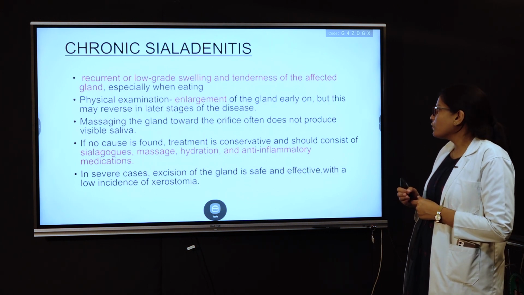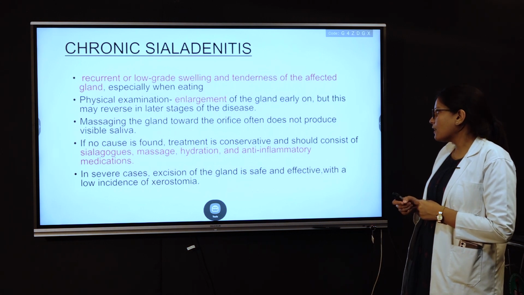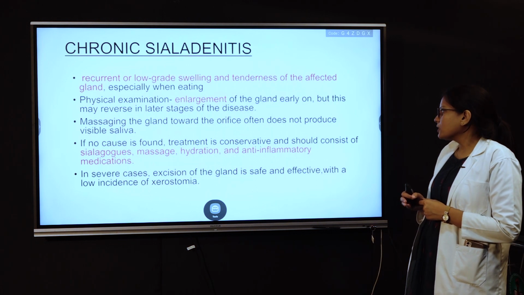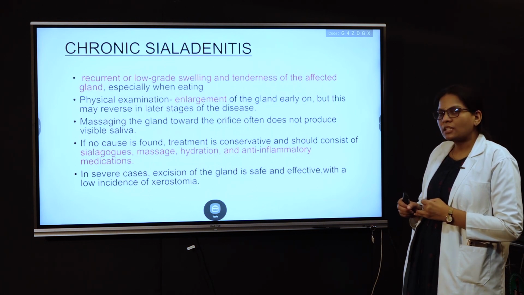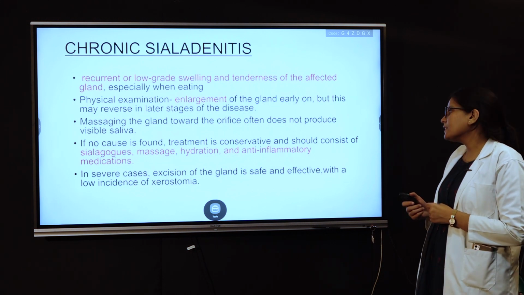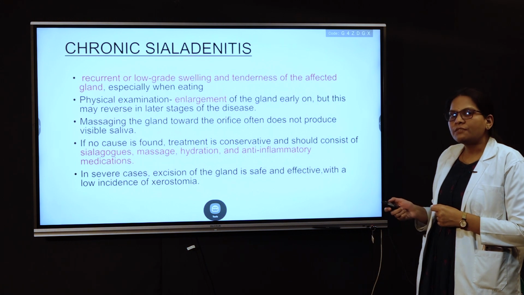And massaging the gland toward the orifice does not produce any visible saliva, and if no cause is found, treatment is conservative and it is aimed to relieve the symptoms and should also consist of sialogogues, massage, hydration and anti-inflammatory medications. However, in severe cases, the excision of the gland is safe and effective with low incidence of xerostomia.